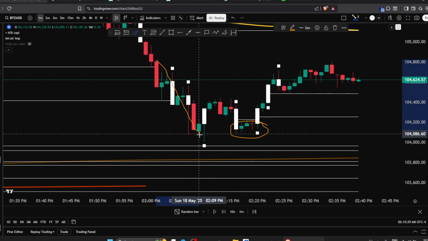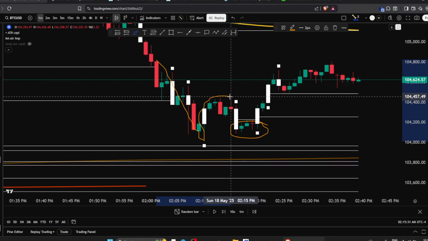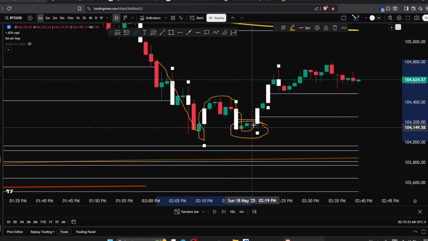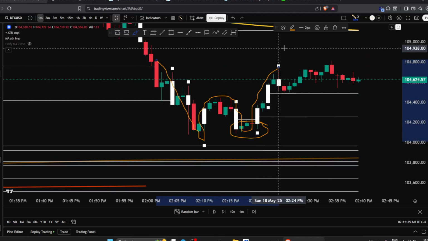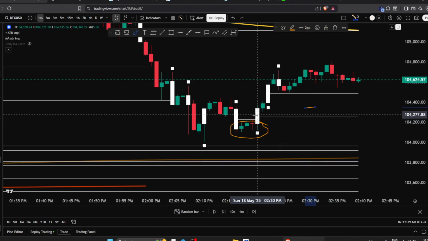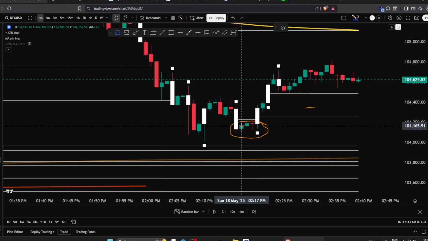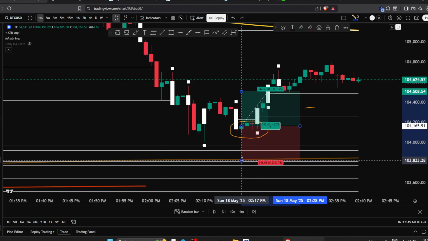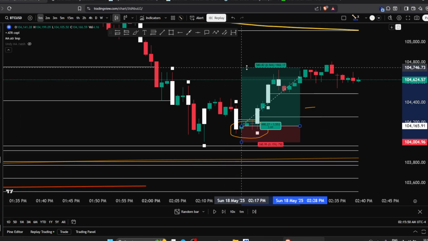So it comes down, waves up, retest, and then goes back up. So it had one retest and then it took off. Definitely safer trades for sure if you wait for those retests, for sure.